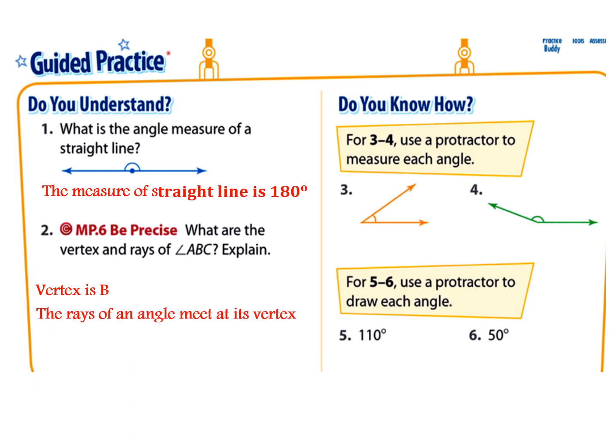So the rays of the angle, of course, meet at its vertex. And what is the vertex? It's B. Okay, so what about the rays, guys? The rays will be ray BC and ray BA.